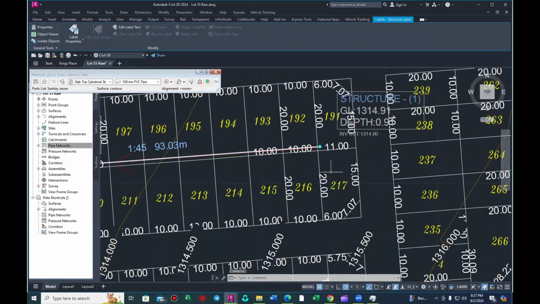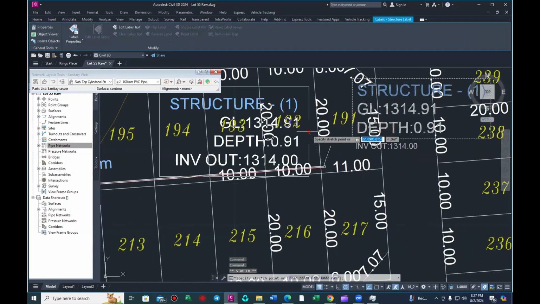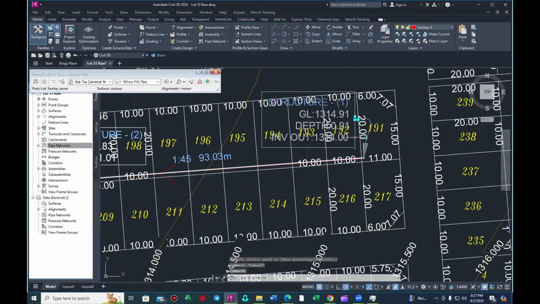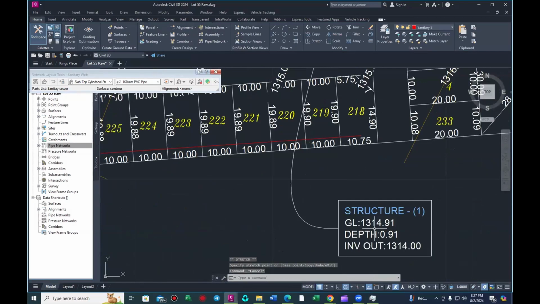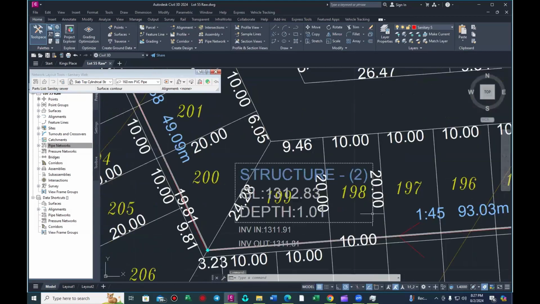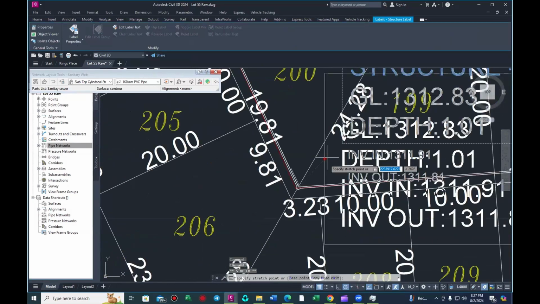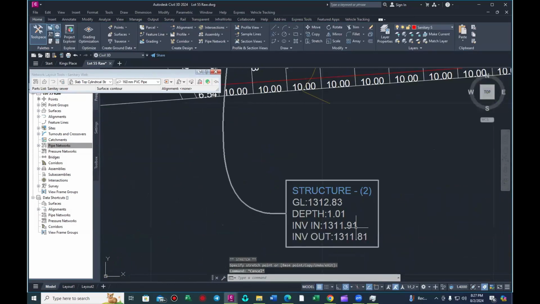Okay, that's showing the structure name, the ground level. This is your height in meters, the elevation, the depth, the invert out, right? Then here we're having that structure again. That's a manhole. Remember, whenever we change direction of the pipe, we always have to provide for a manhole, right? There you go. I've got my structure, my ground level, my depth, my invert in, my invert out, right? We're going to talk about that as well. Then the last manhole there, right?